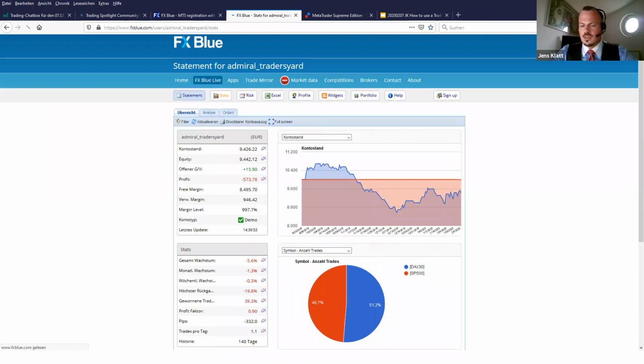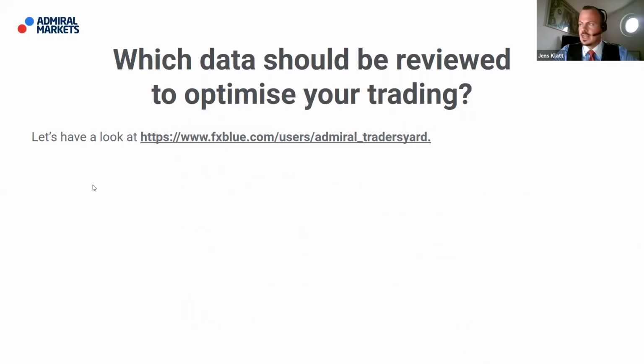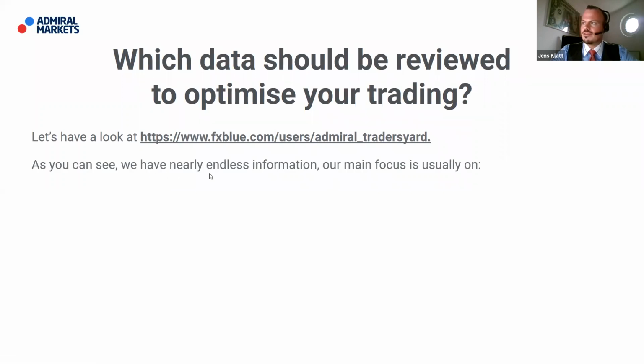So let's come back here. We already had a look here. As you can see, we have nearly endless information. Our main focus now is on certain parameters. First of all, we want to have a look at the hit and loss ratio, or hit and loss rate. Then we want to look at the average gain, respectively the average loss.